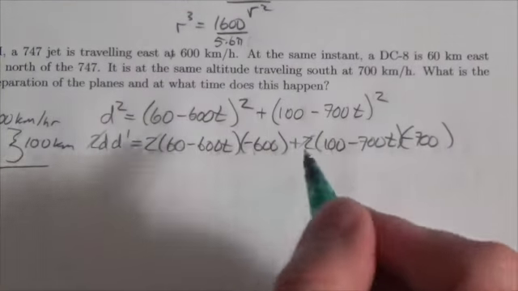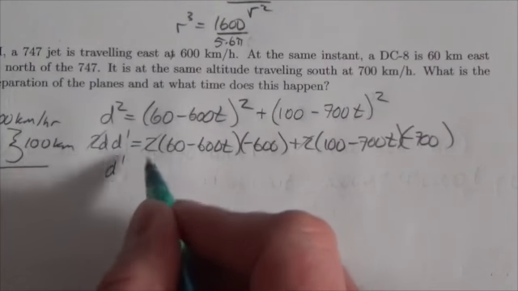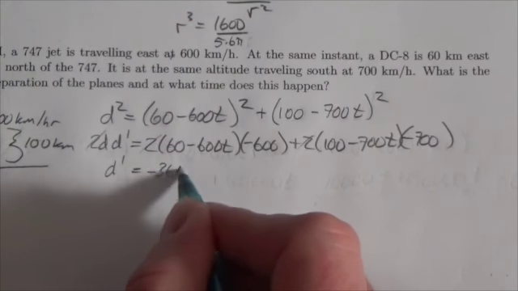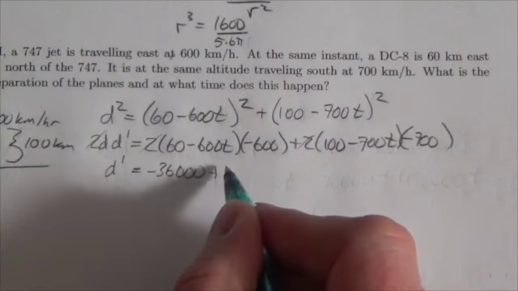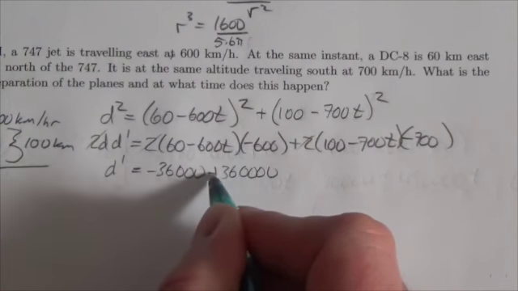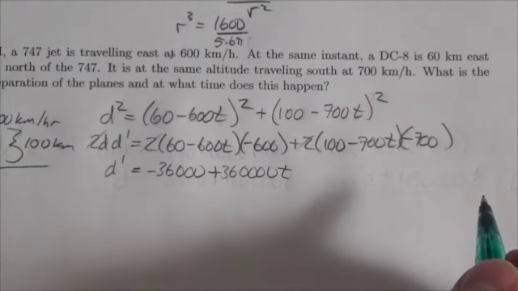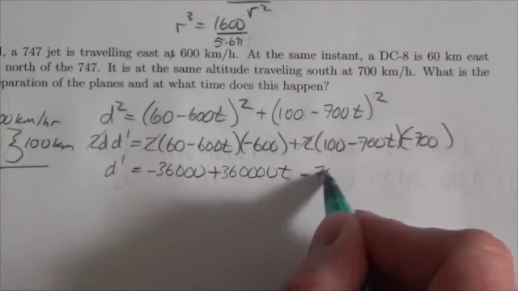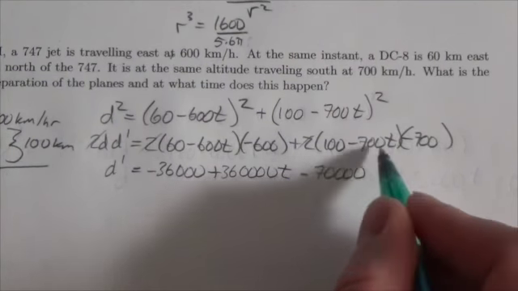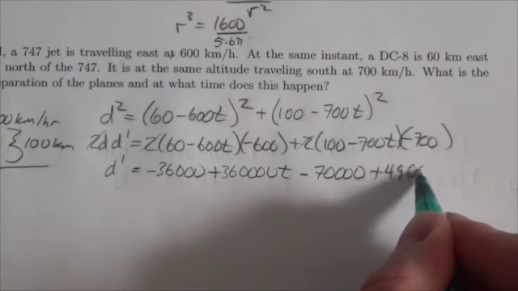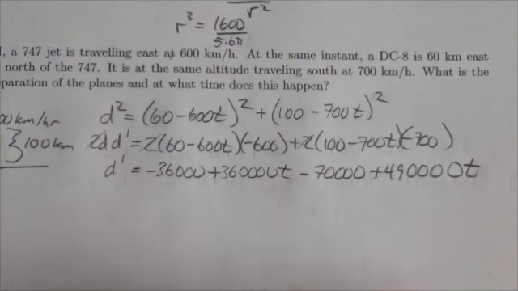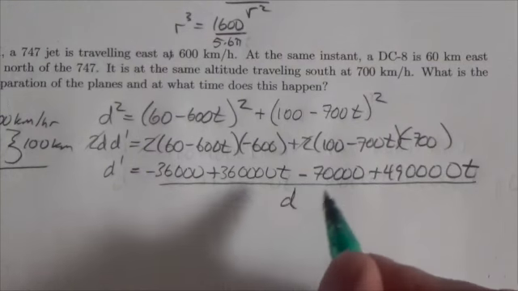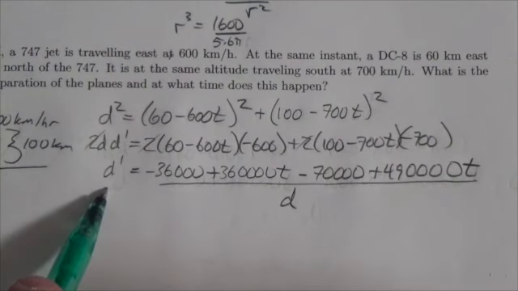Now, we can cancel out the 2's right away, which is kind of convenient, and then I'm going to divide by that d. But I'm going to expand this all out here first. So this is going to end up being −36,000 plus 360,000t, and then this is going to be −70,000 plus 490,000t. Really big numbers here. We're going to divide this all by d. So there's the derivative of distance.